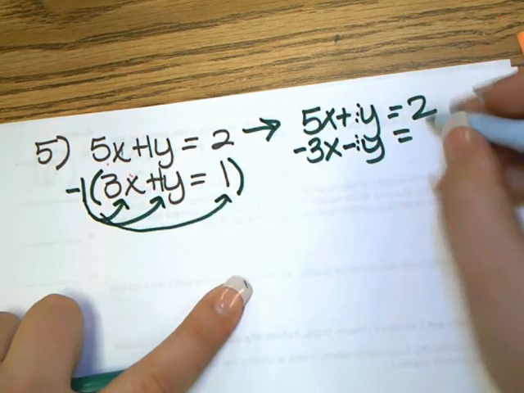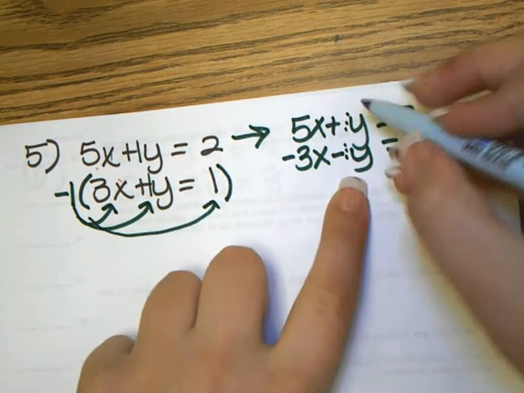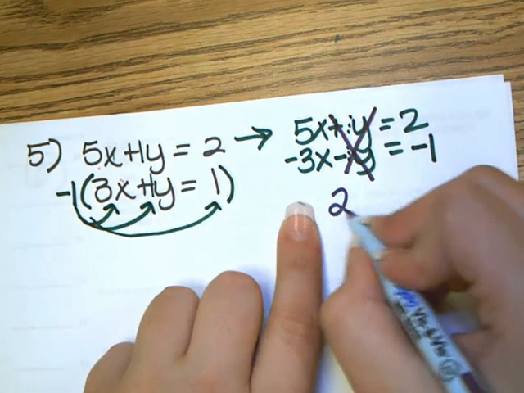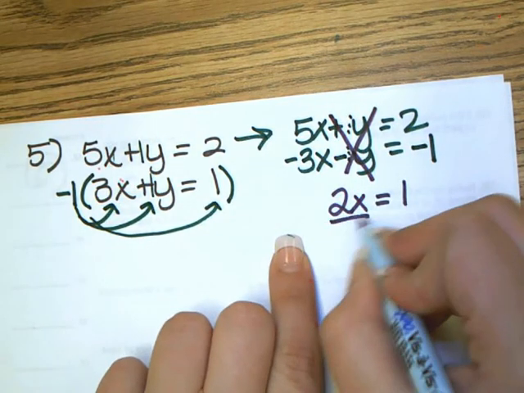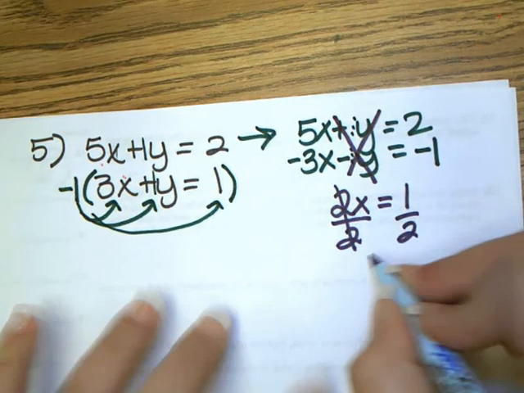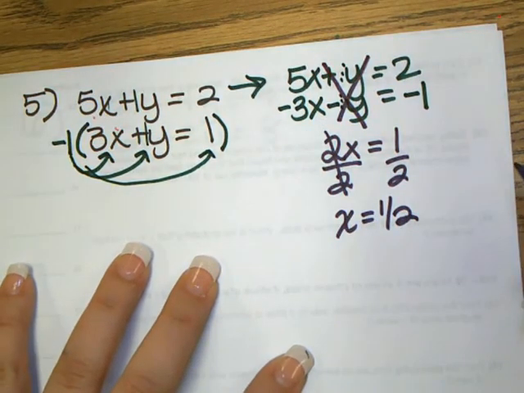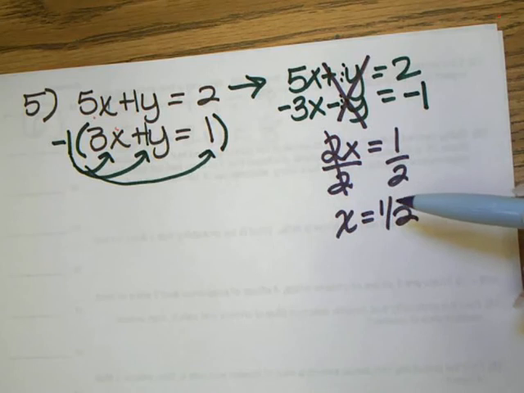So now it becomes, the first one doesn't need anything to happen to it, but here we're going to have negative 1 times 3 is negative 3x, negative 1 times positive 1 is negative 1y, and negative 1 times 1 is negative 1. Okay, so these are going to cancel out. 5x minus 3x is 2x. 2 minus 1 is 1. Divide by 2. And we get that x equals 1 half.